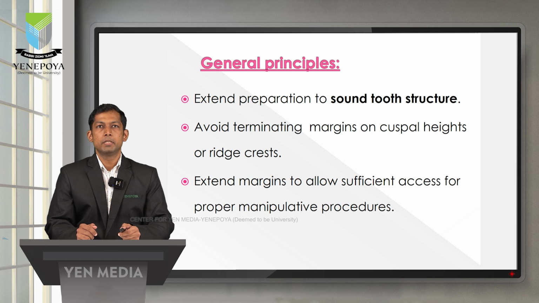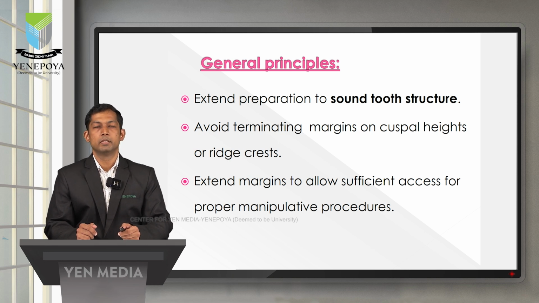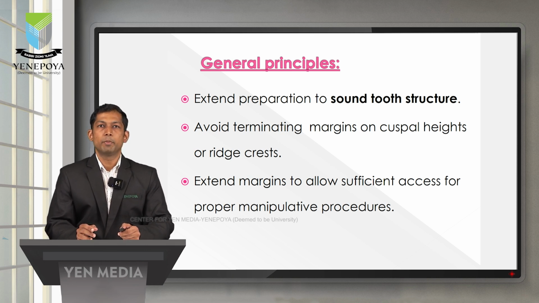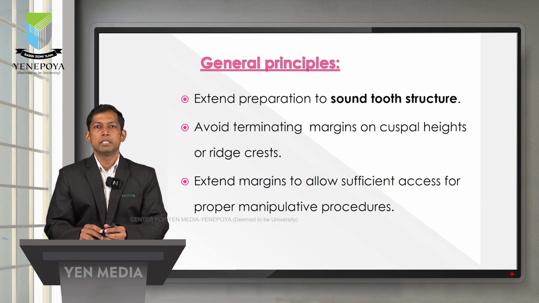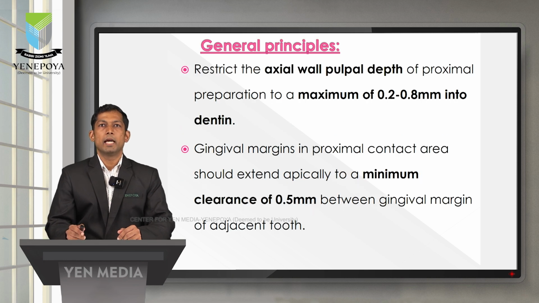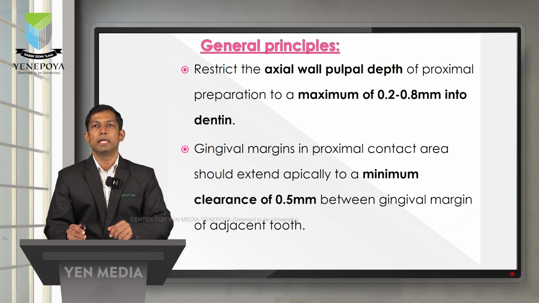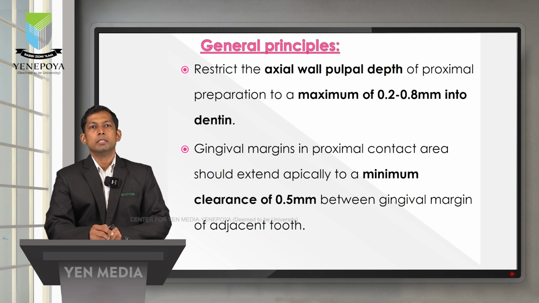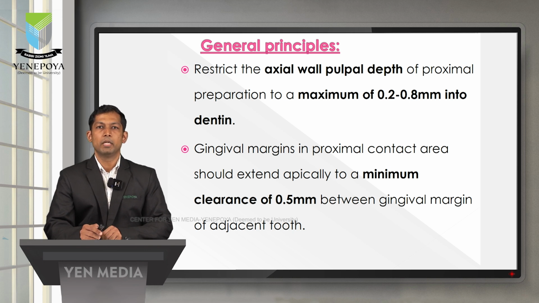There are certain general principles that need to be followed for this step. Those are: extend the preparation to sound tooth structure, avoid terminating margins on cuspal heights or ridge crests, extend the margins to allow sufficient access for proper manipulative procedures. Restrict the axial wall pulpal depth of proximal preparation to a maximum of 0.2 to 0.8 millimeter into dentin. The gingival margins in the proximal contact area should extend apically to a minimum clearance of 0.5 millimeter from the gingival margin of the adjacent tooth.